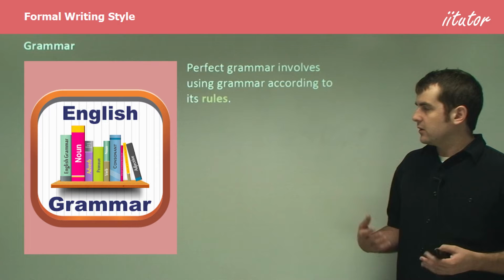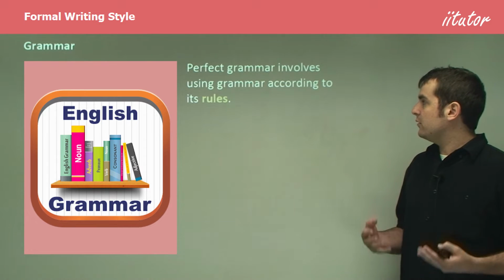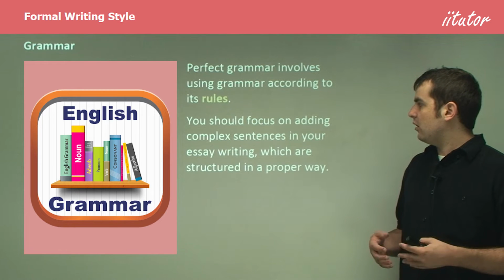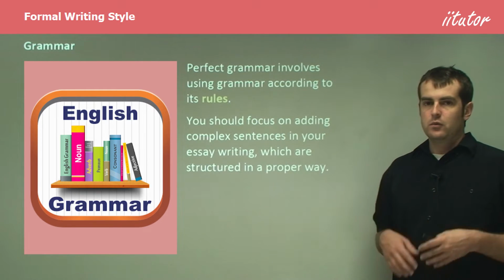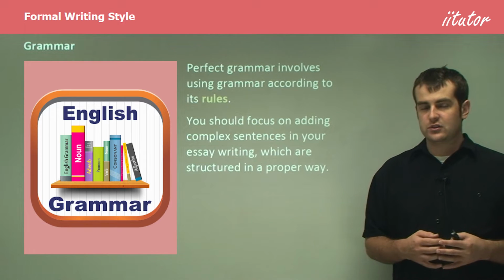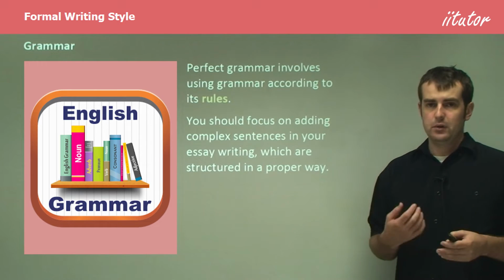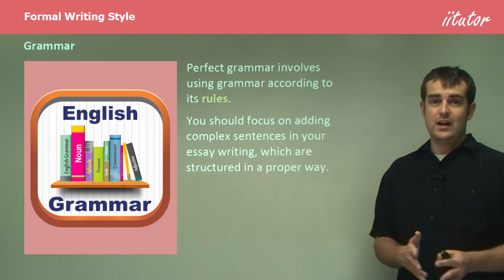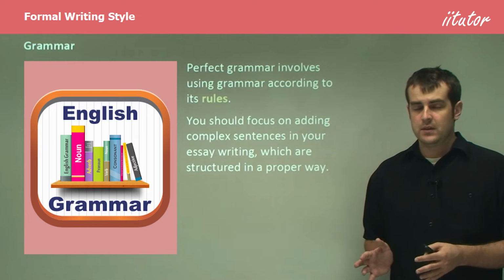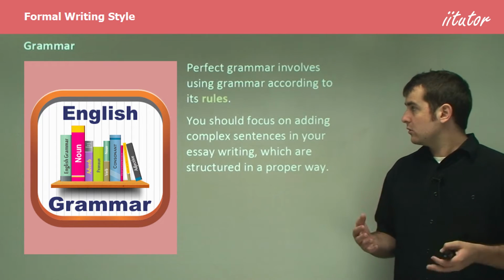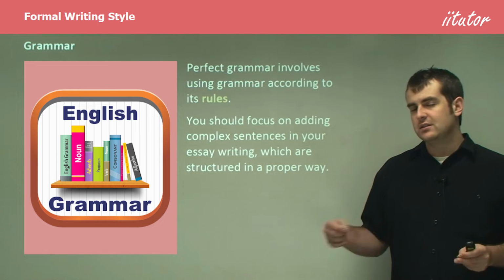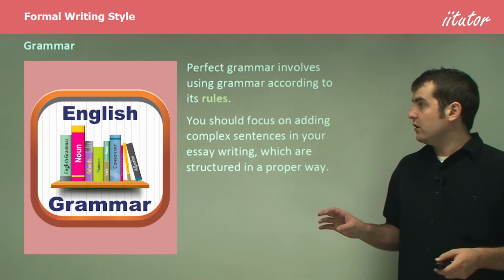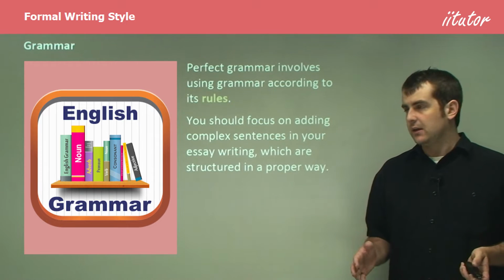Again, let's have a look at grammar, because this is the next process: perfect grammar involves using grammar according to its rules. So you should be focusing on adding complex sentences, which support everything you're saying in the middle of a sentence, but also follow the correct rules. Let me go through that. You're not cutting off things mid-sentence, you're not starting a sentence with a contraction or a conjunction or anything along those lines. You're writing long flowing sentences, which represent correct grammar rules but also really help to develop your idea. Let's go through the example.